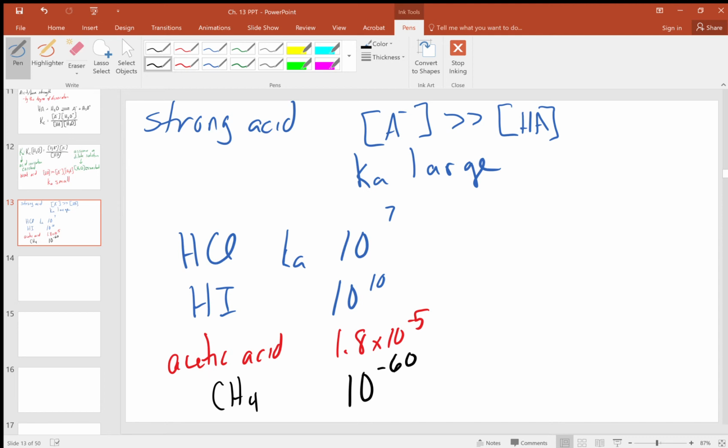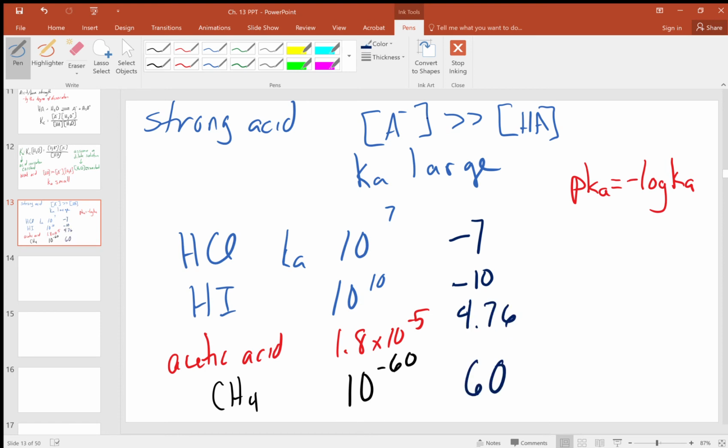The only problem is we don't really like working with these numbers because Kas can range anywhere from 10 to the minus 60th to 10 to the 30th. And so instead, we use what's known as a pKa, where we calculate that by taking the negative log of Ka. These numbers then become much easier to work with. So for something like HCl, we get a pKa of minus 7, minus 10 for HI, 4.76 for acetic acid, and approximately 60 for methane.